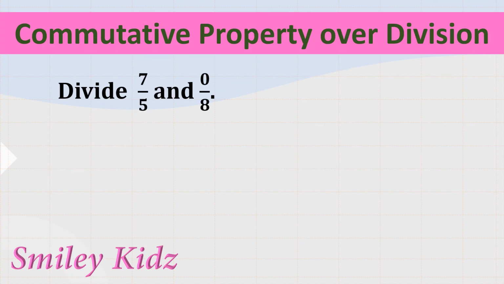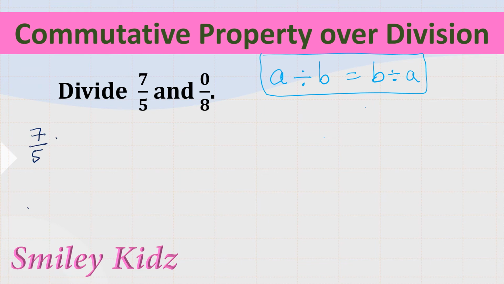Commutative property over division. The property is a divided by b is equal to b divided by a. Let's check whether this property is satisfied or not. Our example here is divide 7 by 5 and 0 by 8. 7 by 5 multiplied by 8 by 0. So, here if you have observed, we are having the denominator as 0, which is not a rational number.